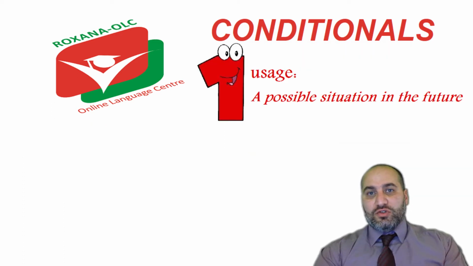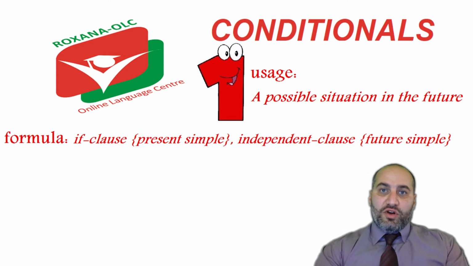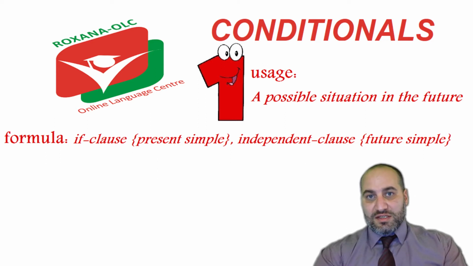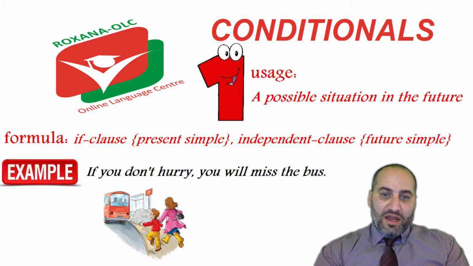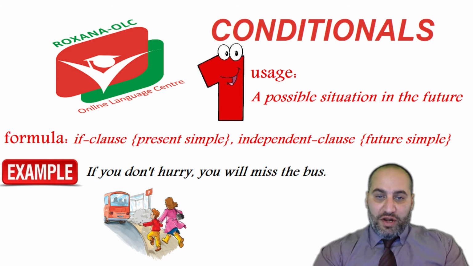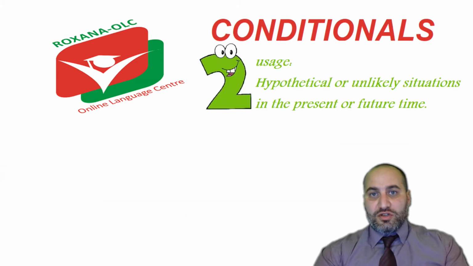The usage of conditional type 1 is talking about a probable situation in the future. The formula is your if clause in present tense and your independent clause in future simple tense. For example, if you don't hurry, you will miss the bus. As you see, your if clause is set in the present tense and your independent clause is set in future tense.